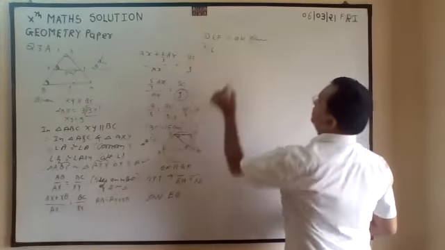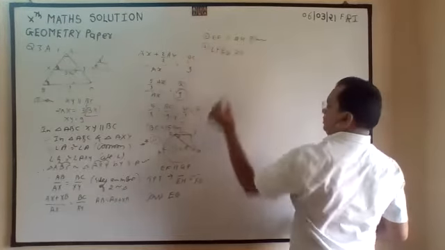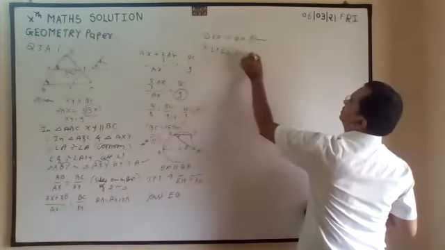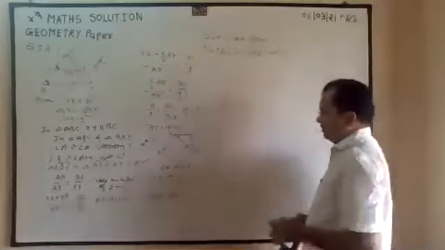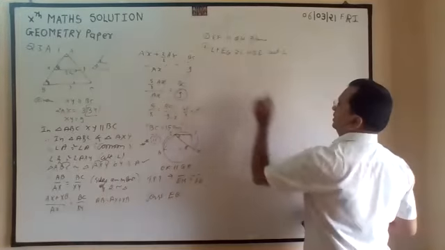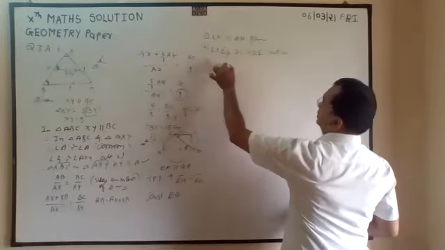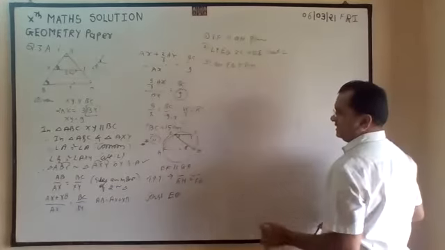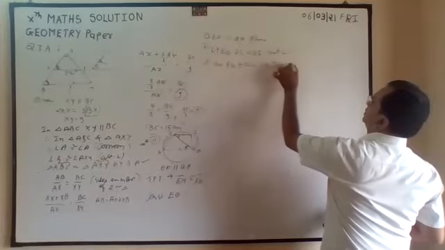Angle FEG, angle EGH or HGE, alternate angle. If inscribed angles are equal, arcs are congruent. So arc FG is congruent to arc EH, from the inscribed angle theorem.